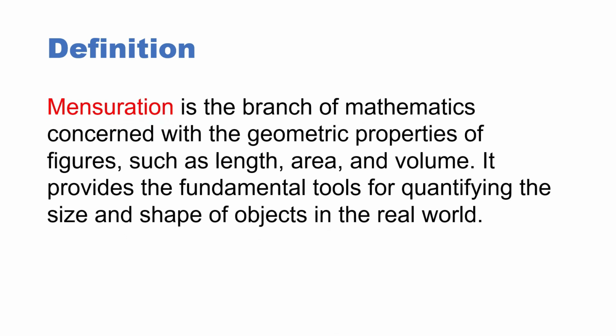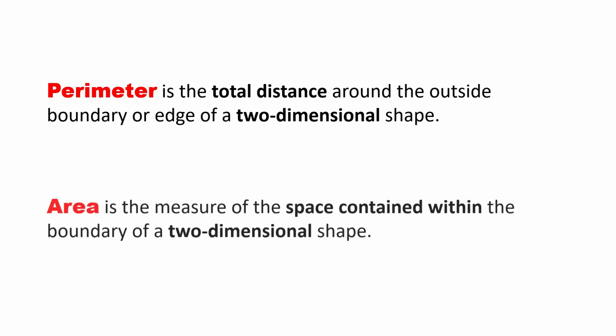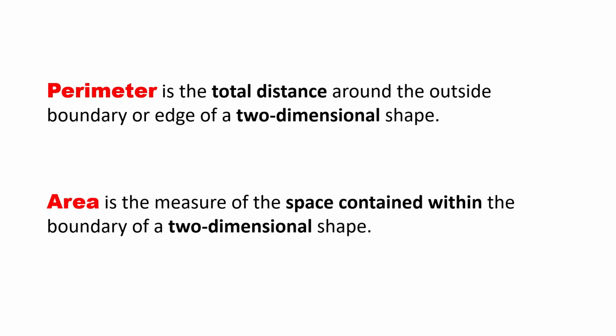So, from the definition, mensuration is the branch of mathematics concerned with the geometric properties of figures, such as length, area, and volume. It provides the fundamental tools for quantifying the size and shape of objects in the real world. Also, since we will discuss perimeter and area, let me also define them. Perimeter is the total distance around the outside boundary or edge of a two-dimensional shape. In short, we just say distance around a shape. And area is the measure of the space contained within the boundary of a two-dimensional shape.